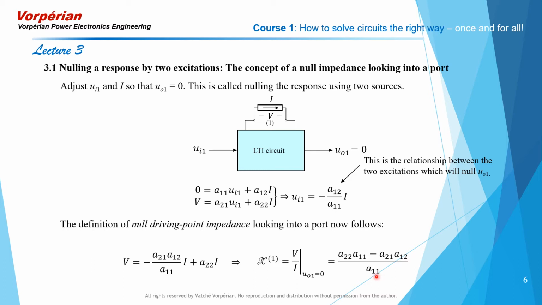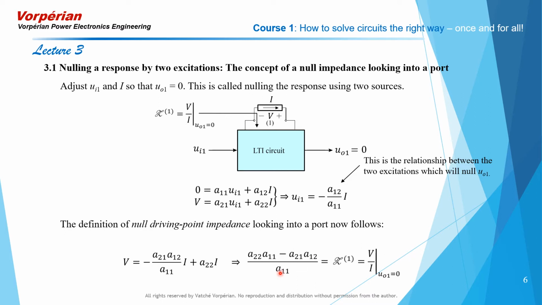Now, I'll tell you from now that the calculation of the null input impedance is not performed by doing this algebra. This algebra will yield Z1 correctly, but that's not the way it's going to be done. What this is telling you is really the other way around. The algebra of A22 times A11 minus A21 times A12 divided by A11 is the null impedance looking into port 1, which you can perform on the circuit diagram.